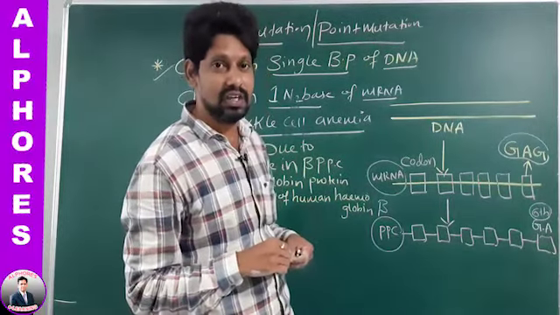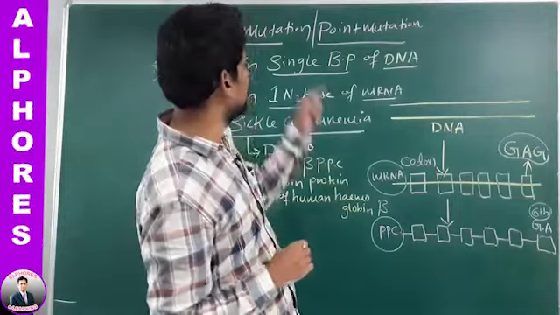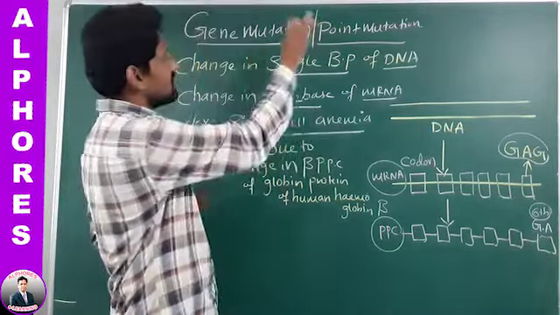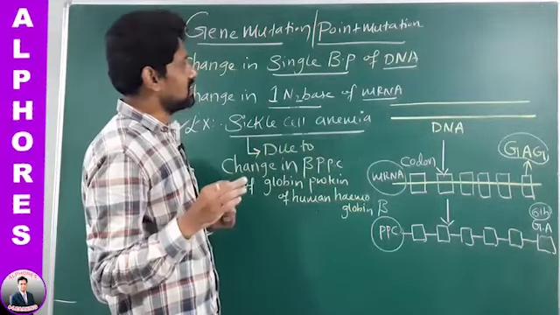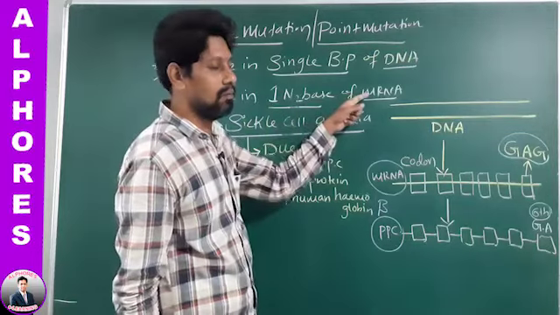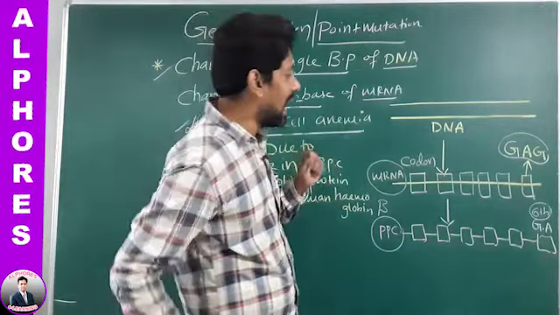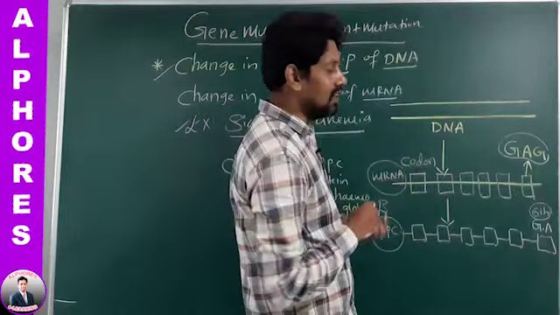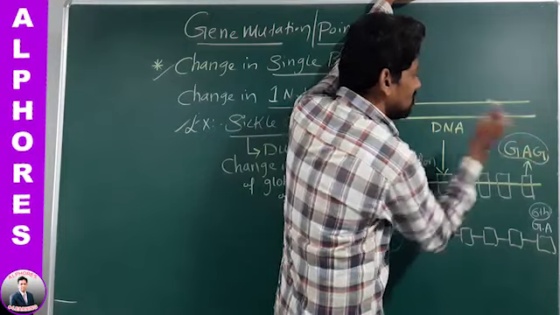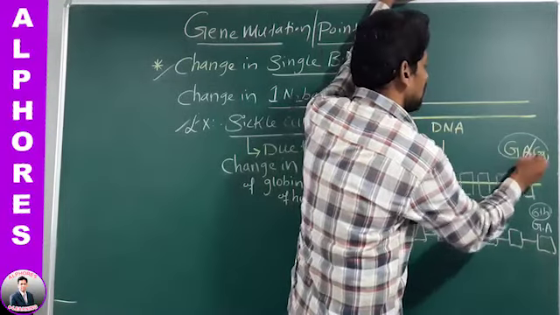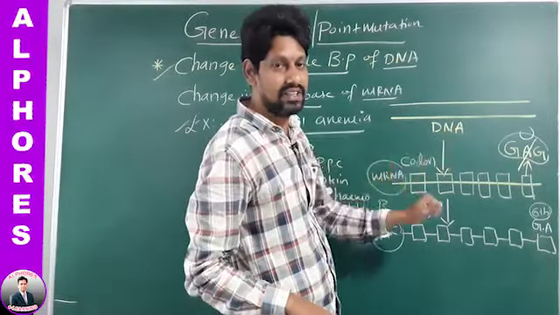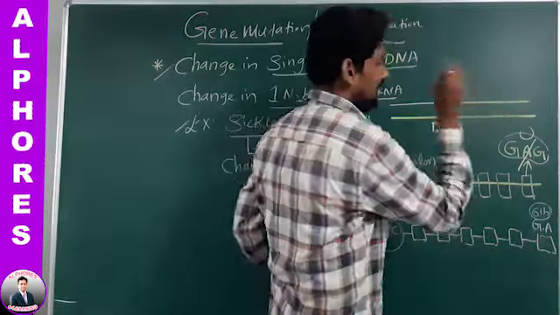Which mutations? Gene mutations or point mutations. Gene mutations or point mutations mean change in how many nitrogen bases? One nitrogen base of mRNA. Here in mRNA, what is the codon? GAG. It has changed to GUG. Change has come in how many nucleotides? One nitrogen base.